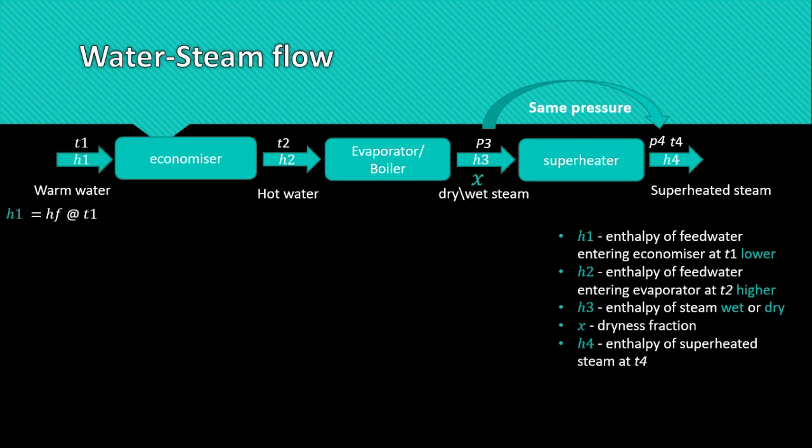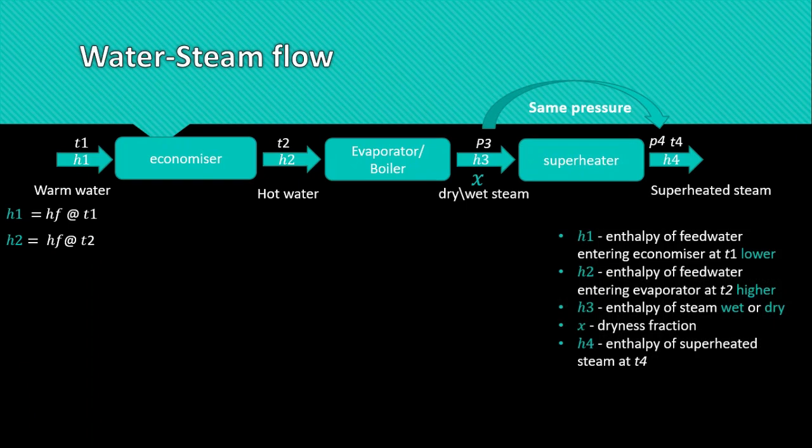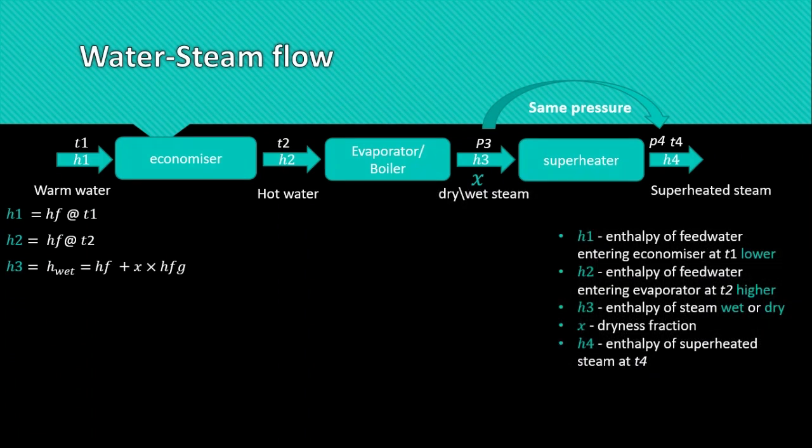H1 is equal to the Hf from our steam table at temperature T1. H2 is equal to the Hf from our steam table at temperature T2. T1 and T2 are actually the Ts from our steam table, okay? And then here's our Hf. Now for H3, if our steam is wet, our enthalpy becomes H wet, which is equal to Hf plus our dryness fraction multiplied by Hfg. We'll get our Hf and Hfg from our steam table at pressure P4, which is also equal to P3, okay?